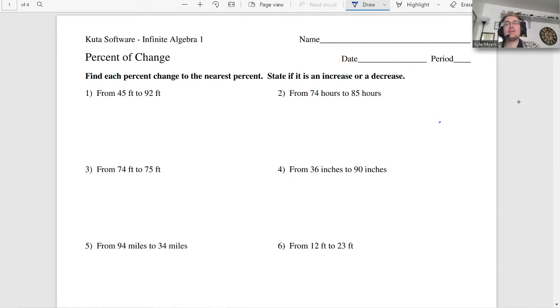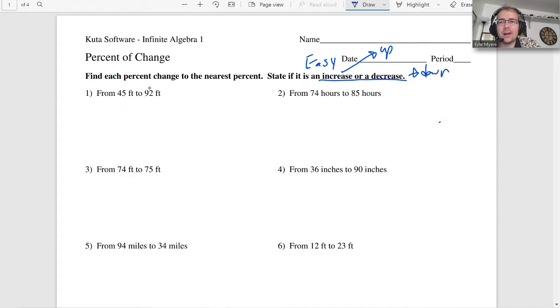We want the percent of change. It says find each percent change to the nearest percent. State if it's an increase or a decrease. Well, let's actually start with this because this is easy. You always start with the easiest thing. If it's an increase, the number went up. If it's a decrease, the number went down, right? So if it's an increase, it goes up, and a decrease goes down. So let's actually do that first.